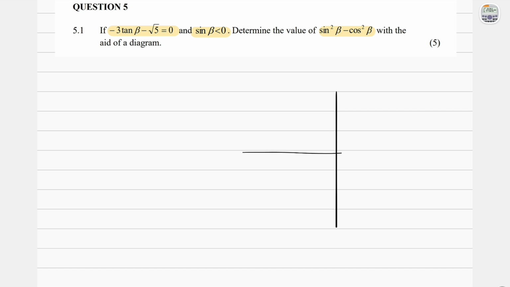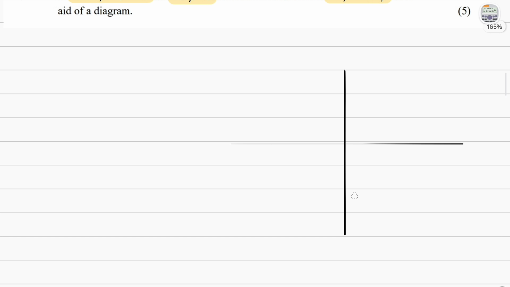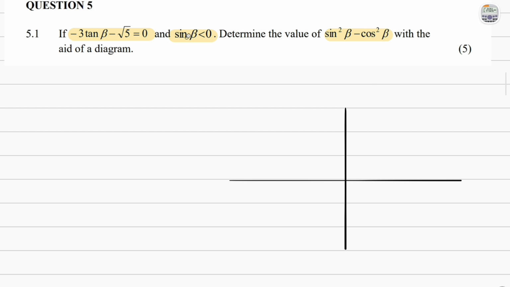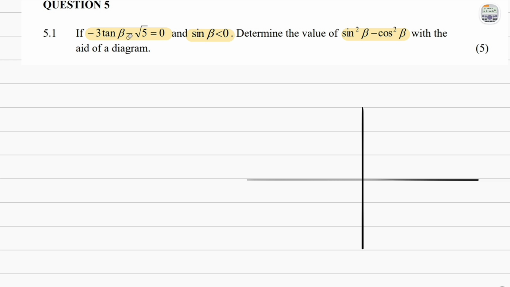Remember, grade 11s, how you draw this diagram is we start with our angles so we can understand which quadrant certain angles will lie in. But of course, it's not really that important here just because of the kind of information they've given you. So for this one, we can skip those angles. And let's take the first piece of information they've given us, which is -3 tan beta minus the square root of 5 is equal to 0.